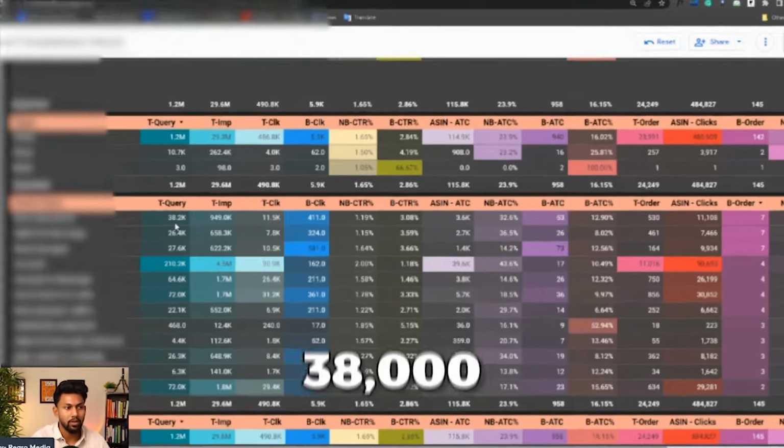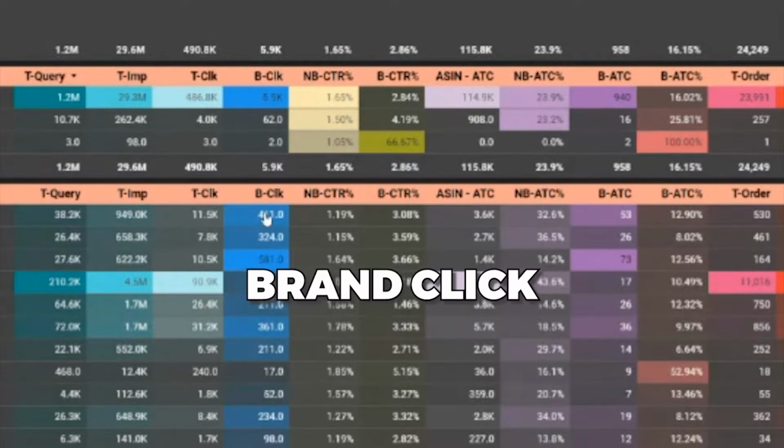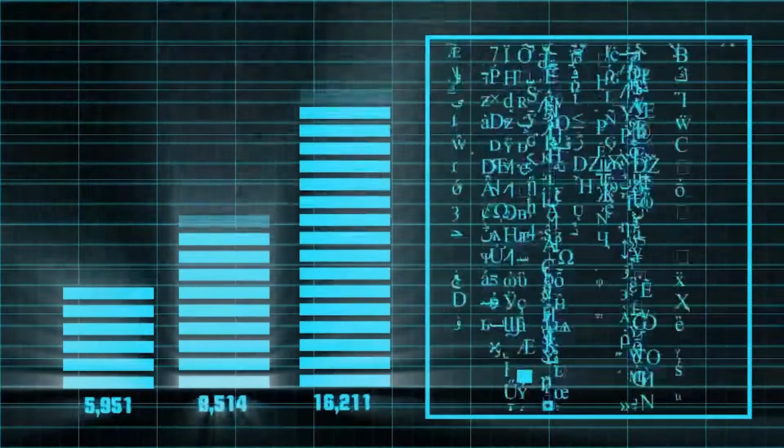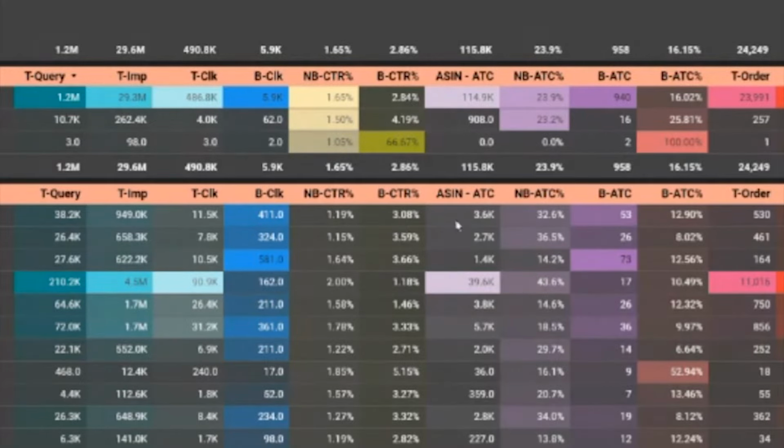The total query available is 38,000. Total impression available is 949,000. Total clicks is this. Branded clicks, that means how much are we taking, is very less. Here you can see non-branded CTR is this one. Branded CTR is obviously good.